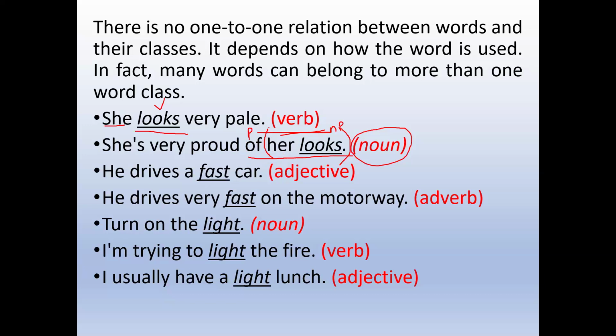Her is a possessive adjective. After an adjective, the noun is count. Yes, that's the thing. That is another explanation, right?